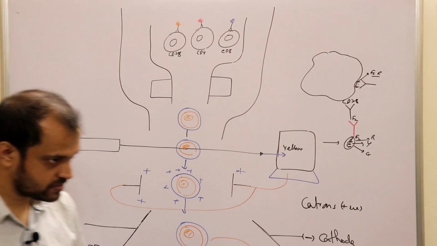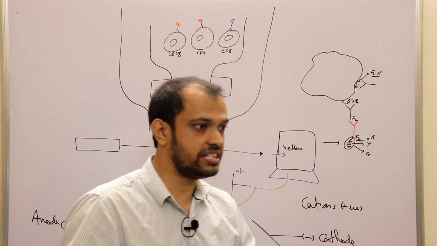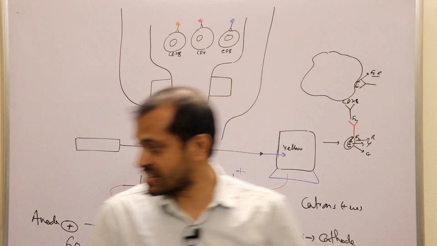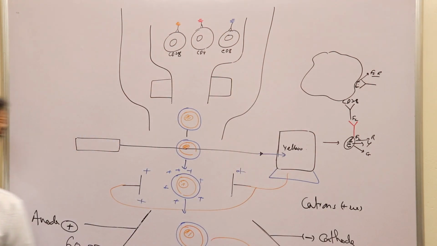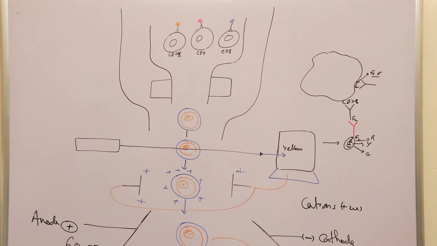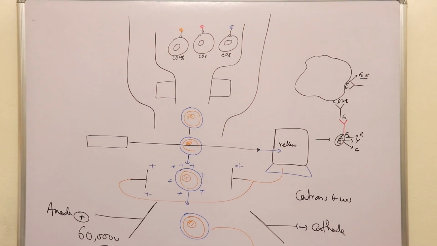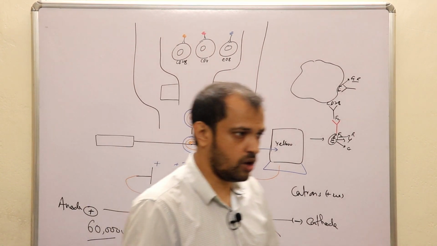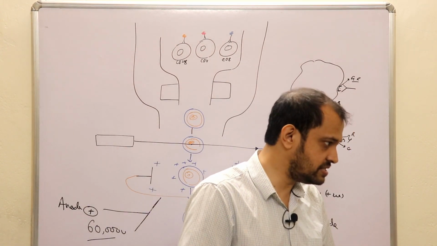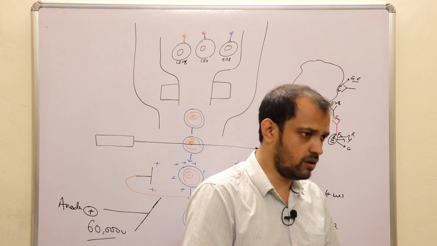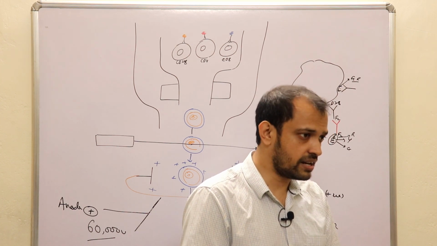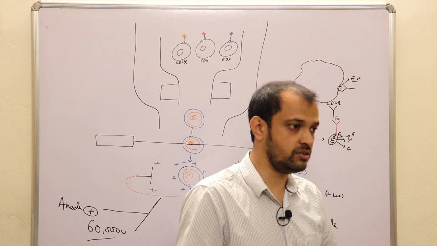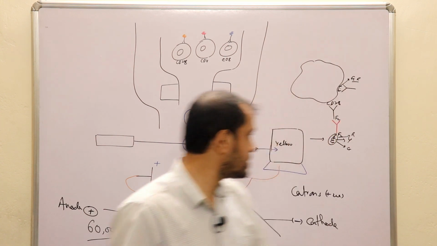Okay, so this is the basic difference between a FACS machine and a flow cytometer machine. In the next discussion, we will talk in detail about how we can analyze the DNA content of a cell, or how we can analyze cell cycle progression using flow cytometry.